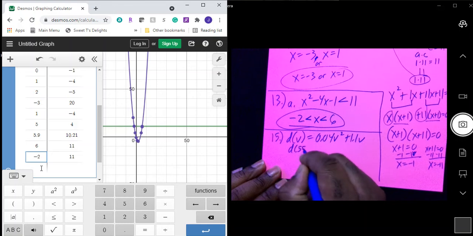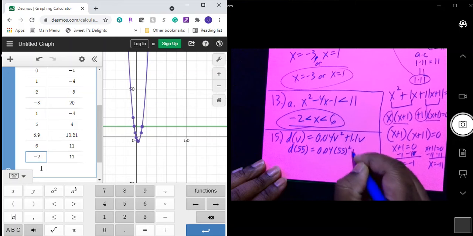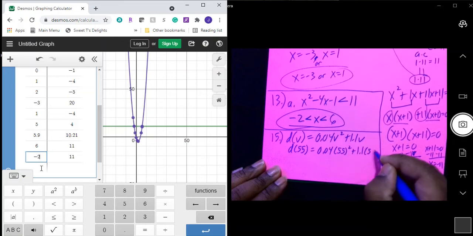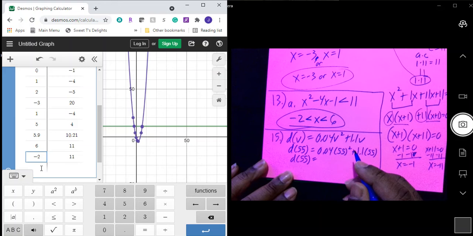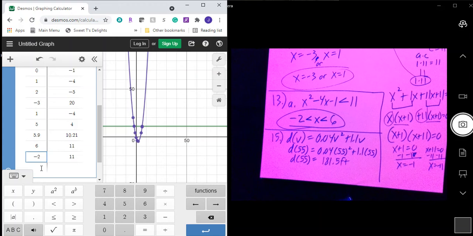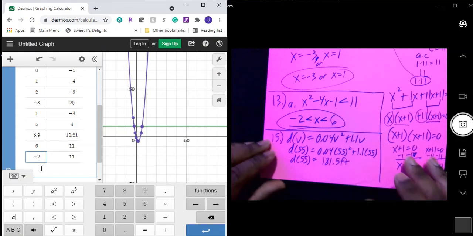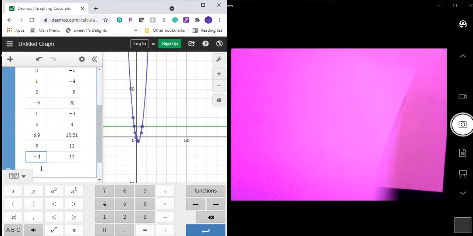So it'd be d of 55 is equal to 0.04 times 55 squared plus 1.1 times 55. Now, once you put this in your calculator, d of 55 will be equal to 181.5 feet. Now it says here, what is the speed of the car if it takes 200 feet to stop? Okay, so this was A. Now we're getting into B.